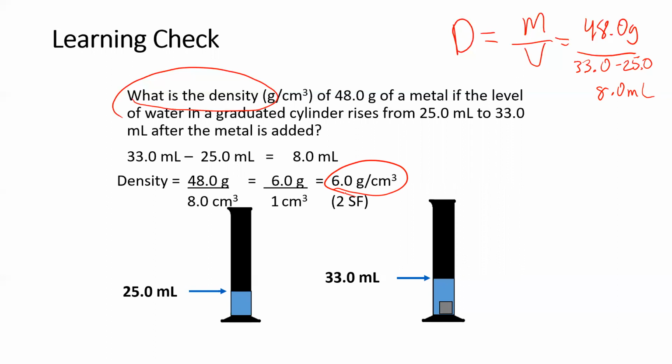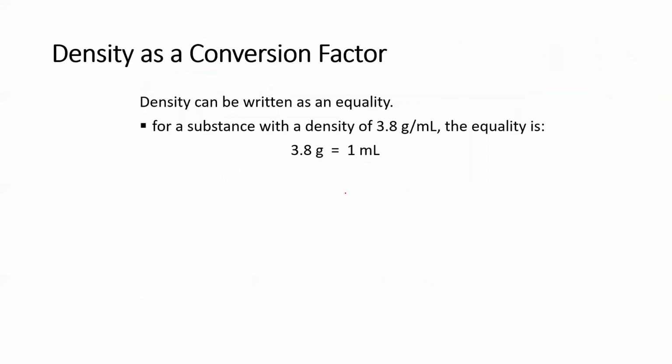Now, both of these problems that we've done, we're using density in a formula method, right? We first did it by the direct method, where you can measure the lengths of a perfect cube. Then we did it by displacement. But what about density as a conversion factor? This is where density is actually really useful, and it goes back to problem solving using the conversion factor method.